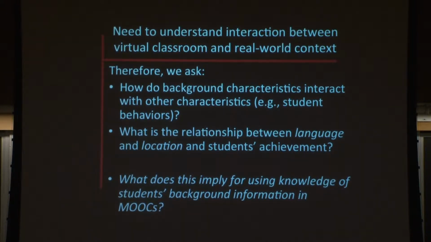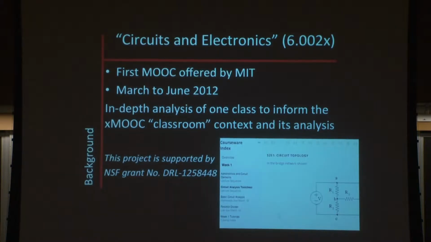In the research that I'm focusing on today, we ask first, how do language and location characteristics interact with, moderate, or mediate the relationship with other characteristics, such as student behaviors on the platform? And then, is there a significant relationship between language and location, two important background characteristics, and students' achievement in this class? This is with the larger goal of understanding implications for using knowledge of students' background information in MOOCs for course design, running courses, and more extensively for policy decisions.